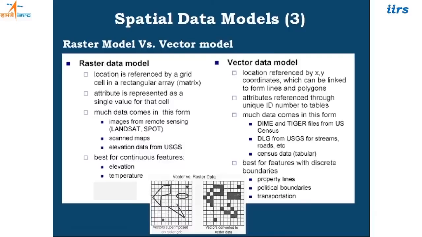Similarly, the vector data model is best suited for features with discrete boundaries. Suppose there are certain features which have discrete boundaries, like roads or political boundaries, or sometimes building footprints. These are the features best represented using the vector data model.